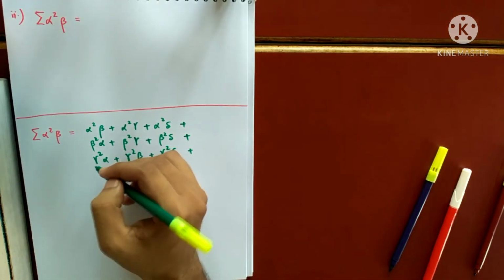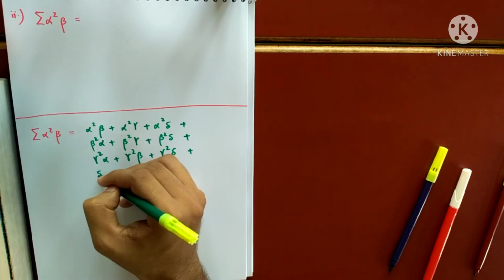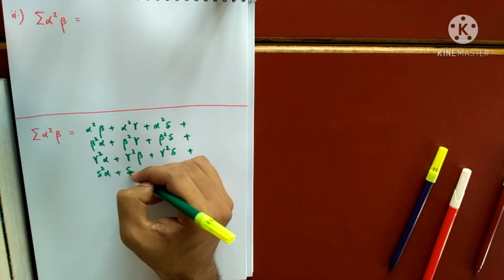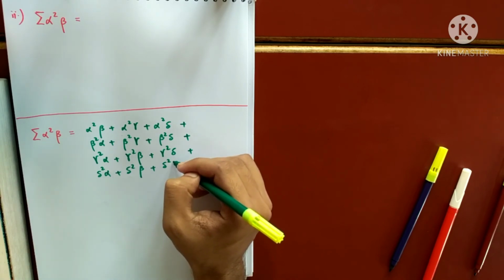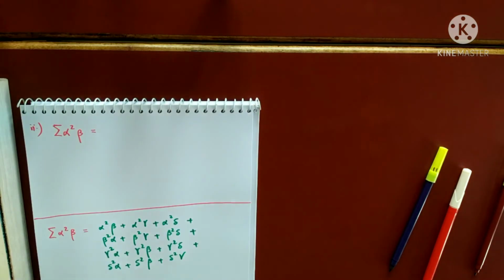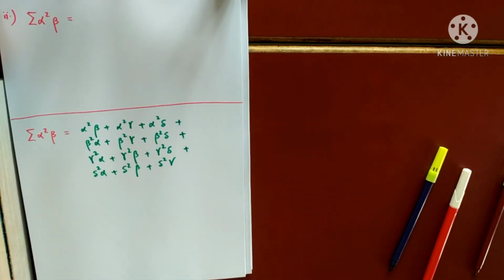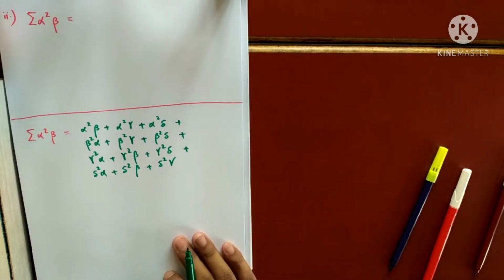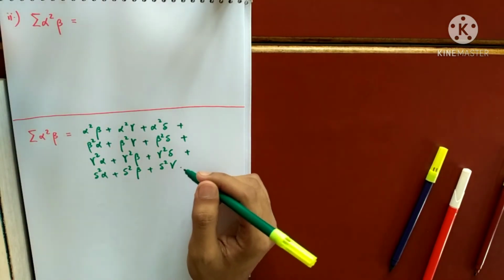And lastly, delta square with alpha, delta square with beta, and delta square with gamma. If you want, you can show this here also, that doesn't matter, but I am showing it in rough. So this comprises 12 terms, keep that in mind.